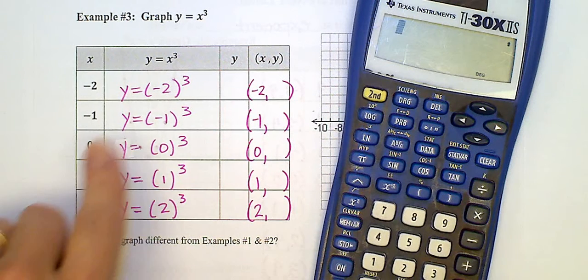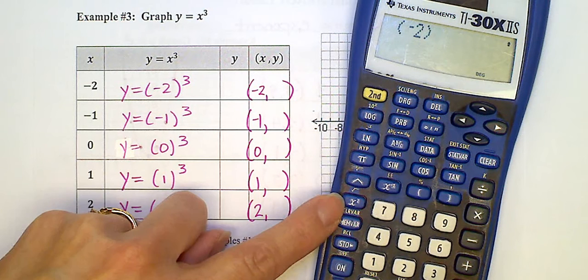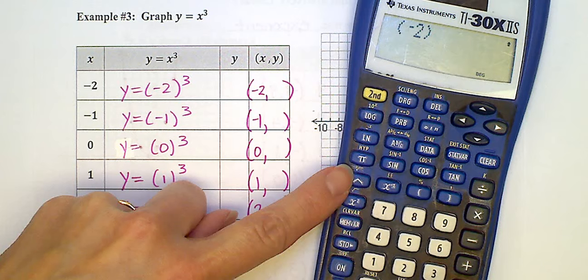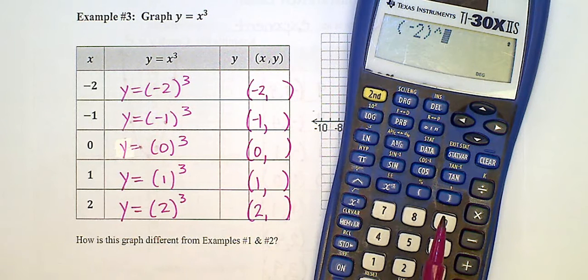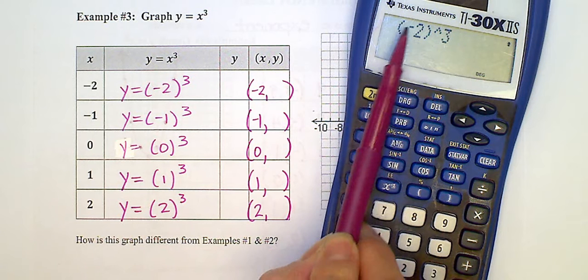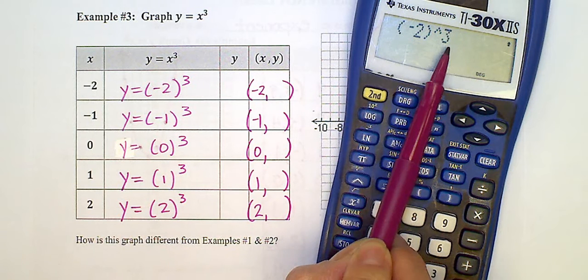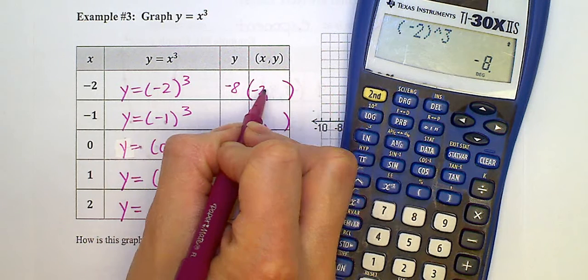You must use parentheses. So I want to do -2. Now the tricky part is it's to the third power, so don't use the squared button. Use the one right above it. It looks like a triangle. So push that button right there and put a 3. So what you're telling your calculator is take the number -2 and raise it to the third power. And I hit enter and I get -8. So there's our first ordered pair.